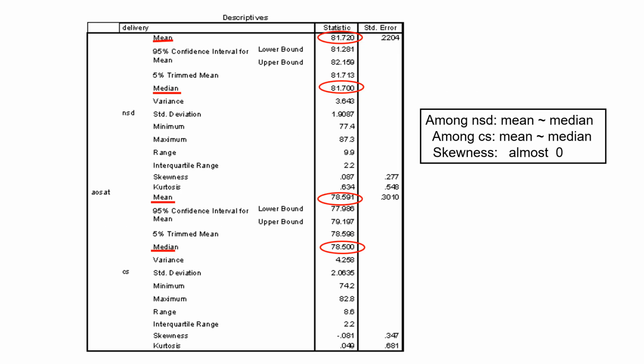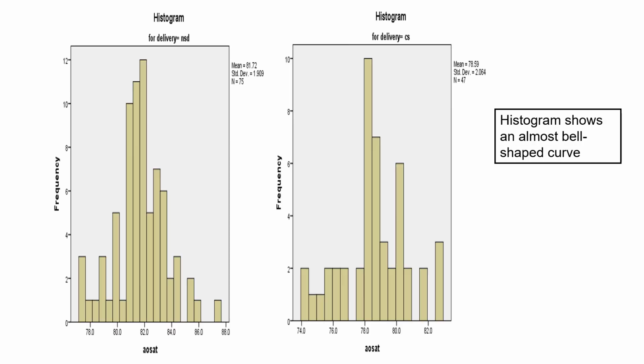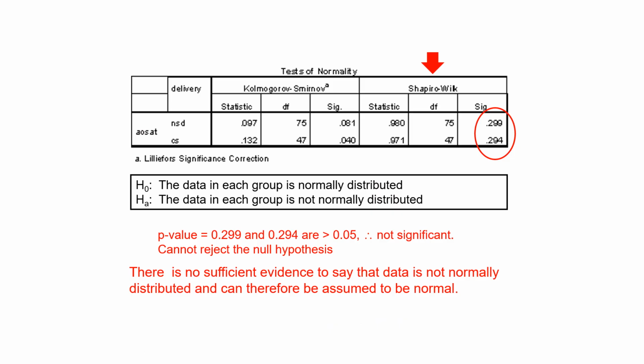One is looking at the descriptives of the data, if the mean is equal to the median in both groups and if skewness is equal to 0. Next is to output a histogram to see if you have a normal, symmetric, and bell-shaped curve. And lastly, run a test for normality, which is the Shapiro-Wilk test. An insignificant p-value on such test implies that data can be assumed to be normal.